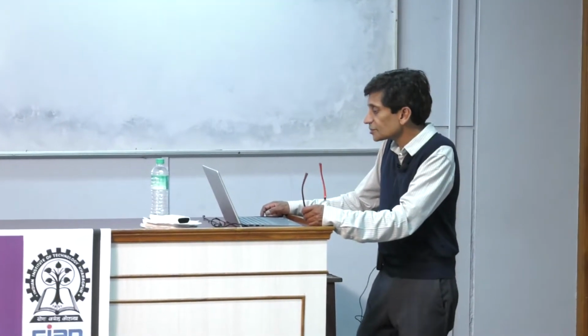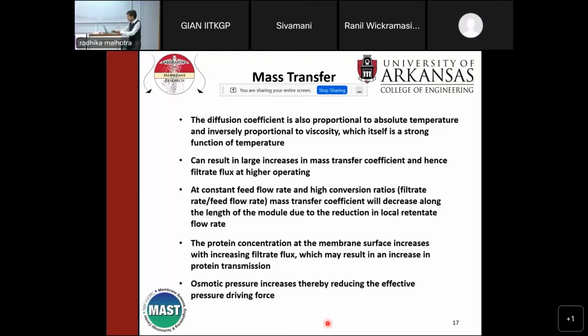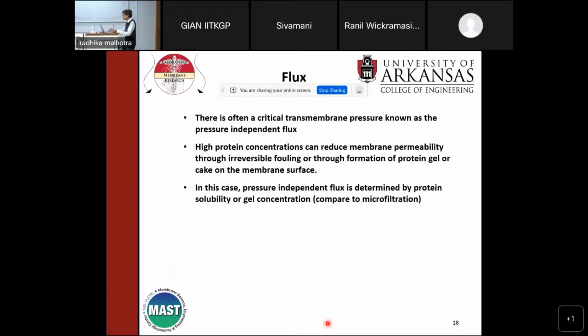Osmotic pressure increases, thereby reducing the effective pressure driving force. Osmotic pressure effects are very, very minor in microfiltration. They are a little more important in ultrafiltration. They are very important in reverse osmosis, okay? Okay. There is often a critical transmembrane pressure known as the pressure-independent flux.